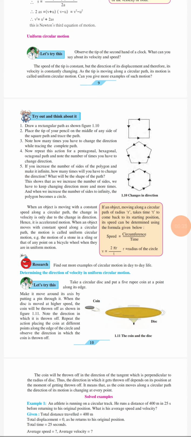The earth is in uniform circular motion. You know very well that one year is completed in 365 days. That is a uniform circular motion. Every year you will observe this, only in the case of a leap year it is 366 days. But the earth is taking a uniform circular motion.